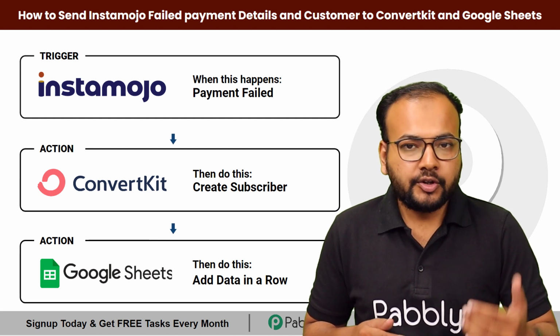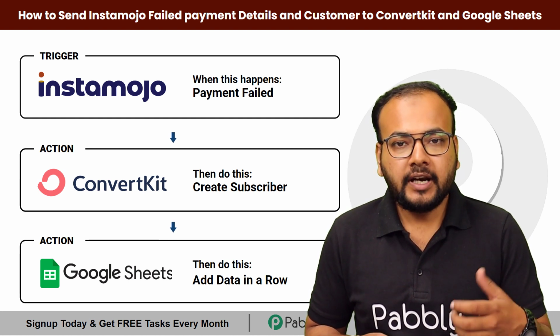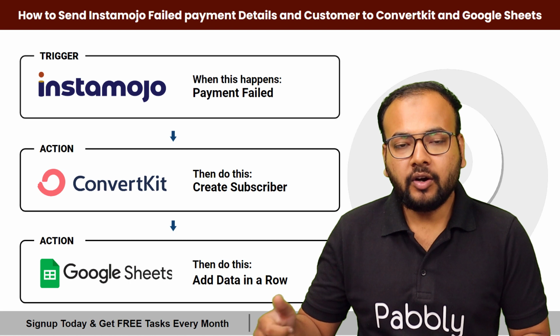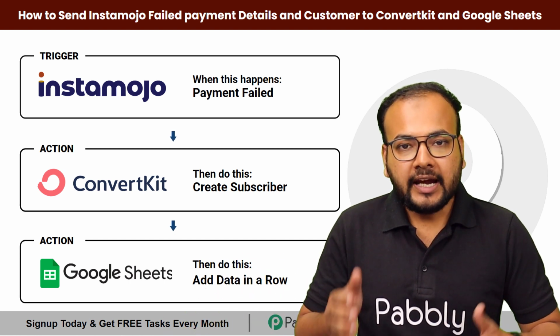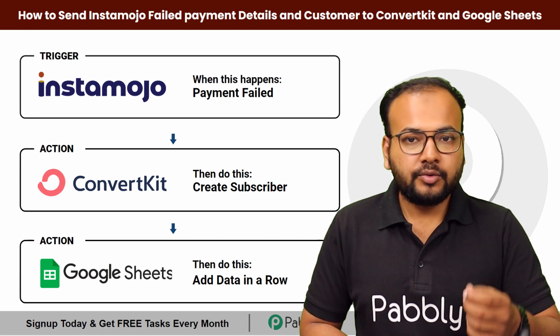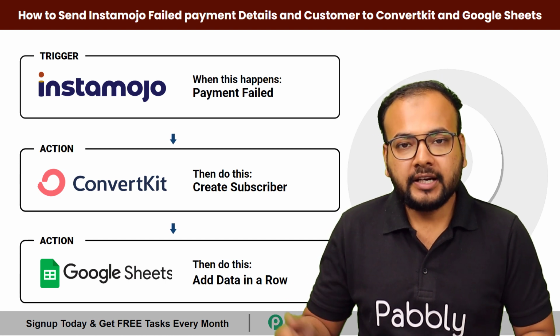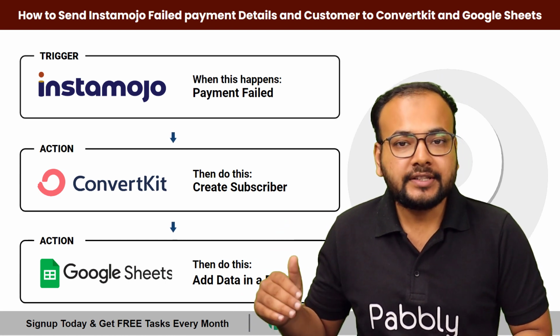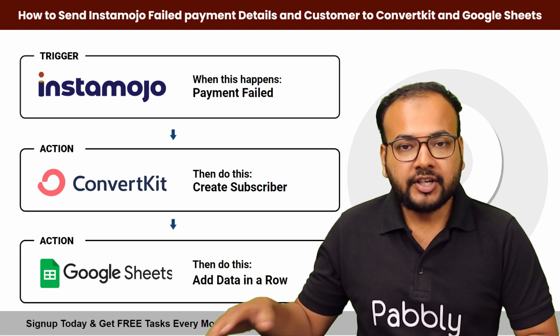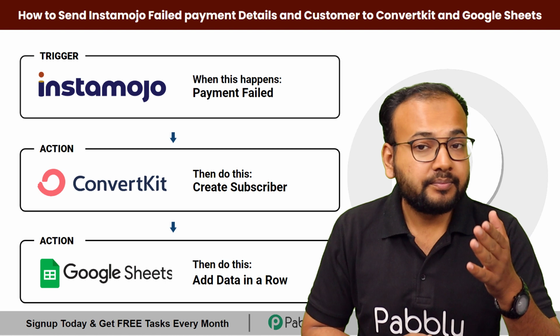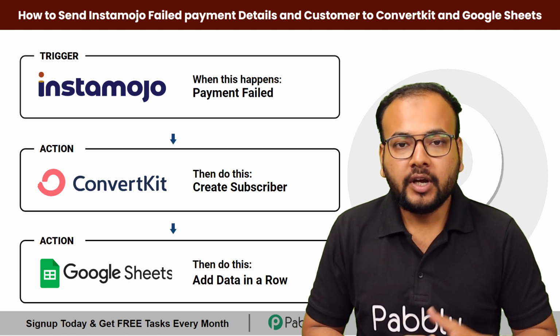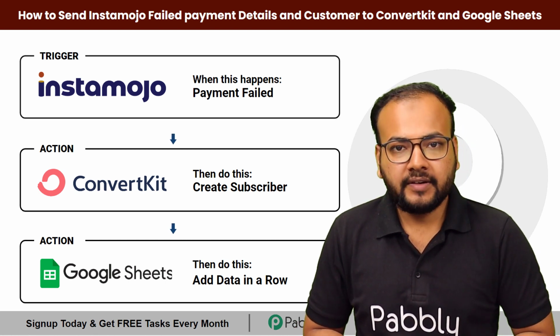So here I'm going to show you how you can add the failed payment details in the spreadsheet automatically so that you can track your payments, and at the same time the person whose payment just failed will be added inside ConvertKit in a sequence so that you can send transactional emails or notifications to the customers telling them that their payment just failed and they can do any specific action after that.